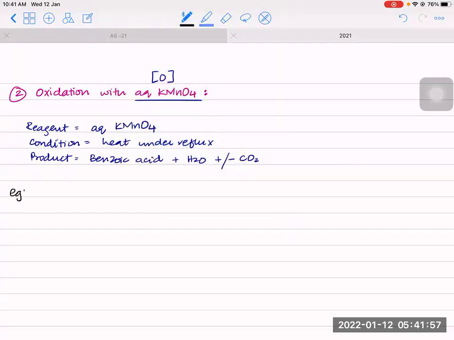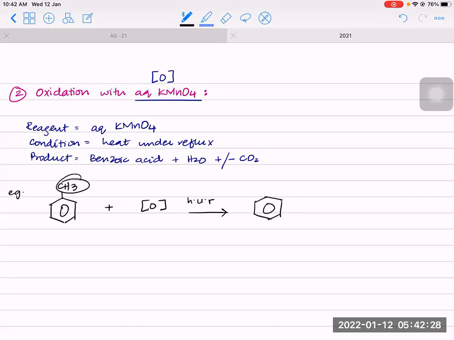Now, let's take the first example. The first example is you have methyl benzene. Now, this is also a side chain reaction. Yes? So you take methyl benzene, you react it with an oxidizing agent, that is KMnO4, and you heat under reflux. Yes? So you heat under reflux. This CH3 that you have on oxidation will become what?